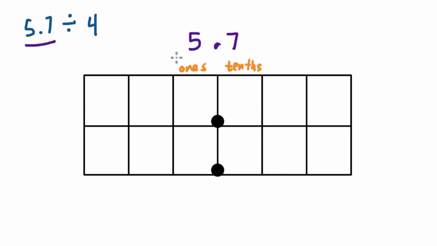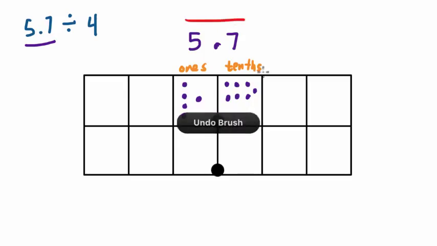So how many ones do I have? I have 5, so I'm going to draw those right here. 5, and I have 7 here. Okay. And now my next question is, if I have 5.7 and I want to share it with 4 people, split it into 4 groups, what's going to happen? So we got to start on the left and move to the right. So we should always move that way, right?